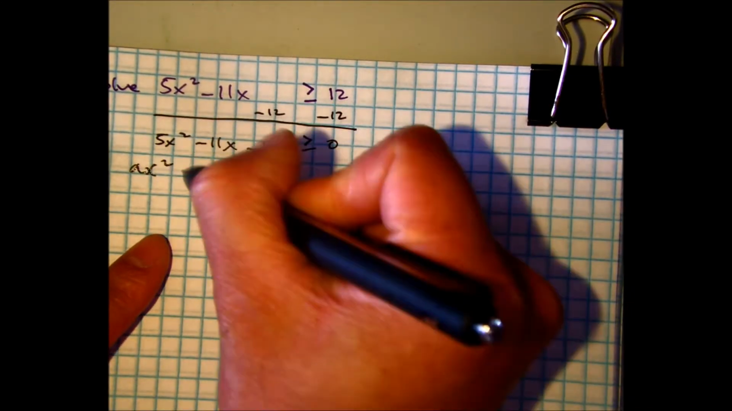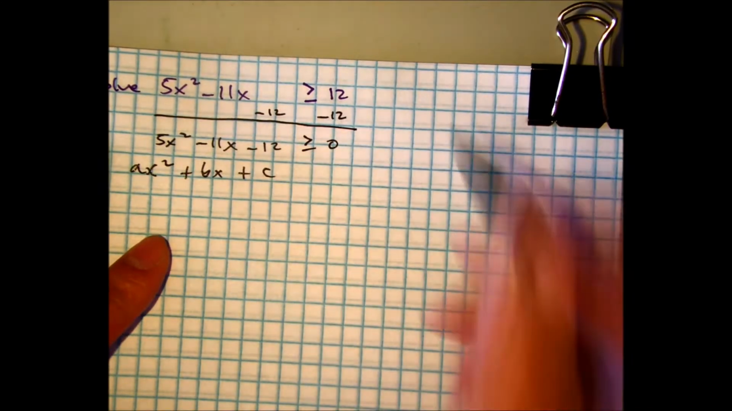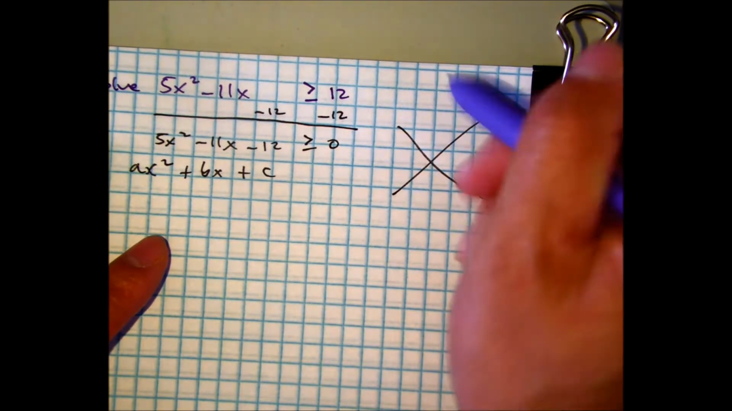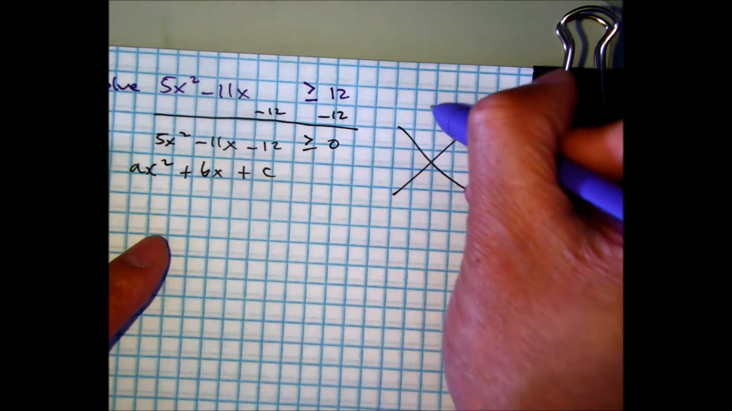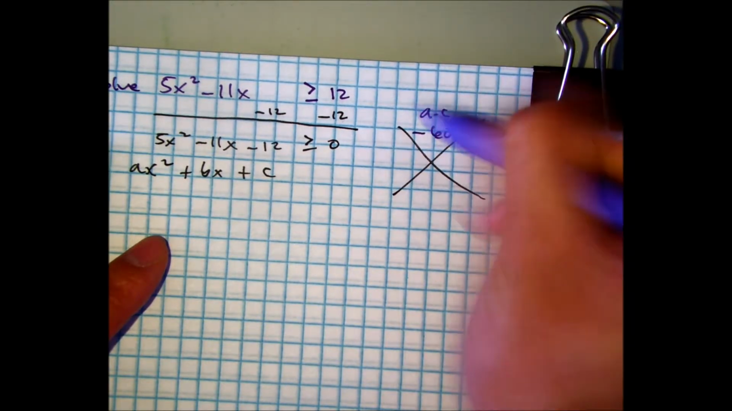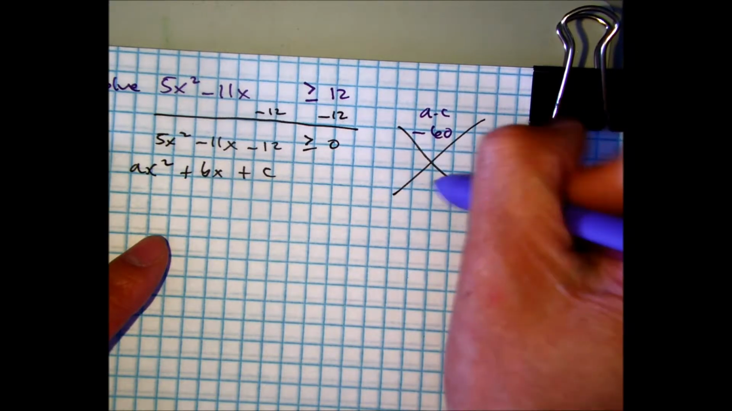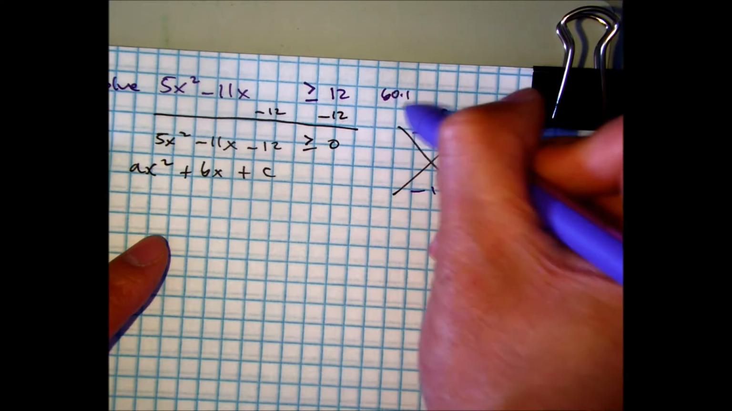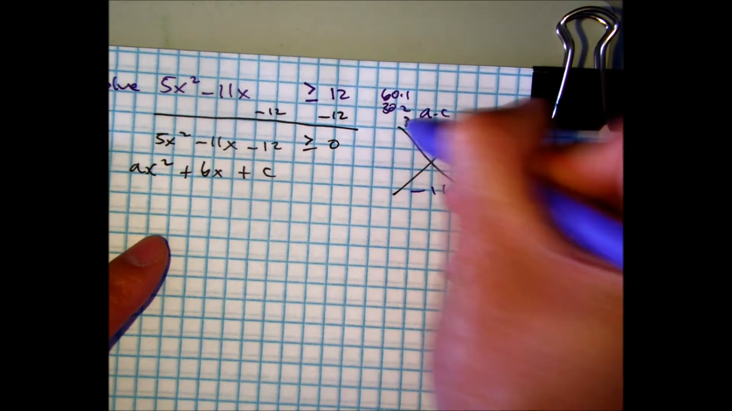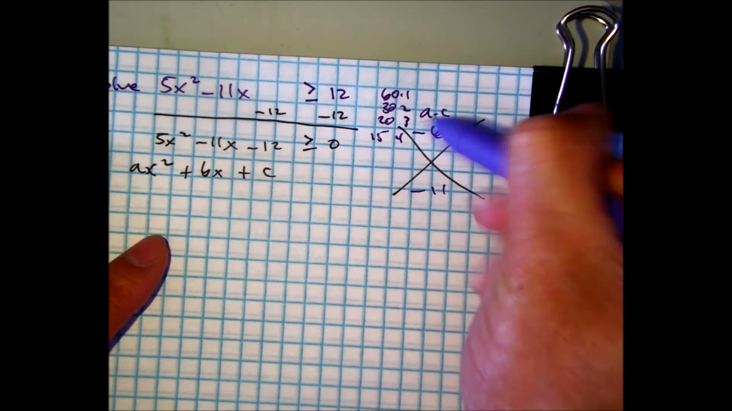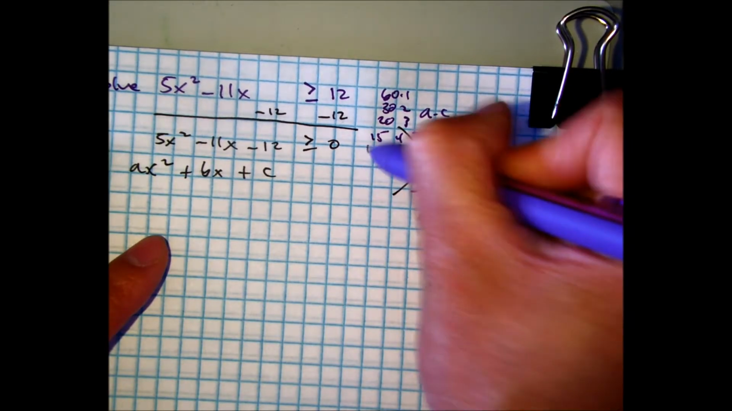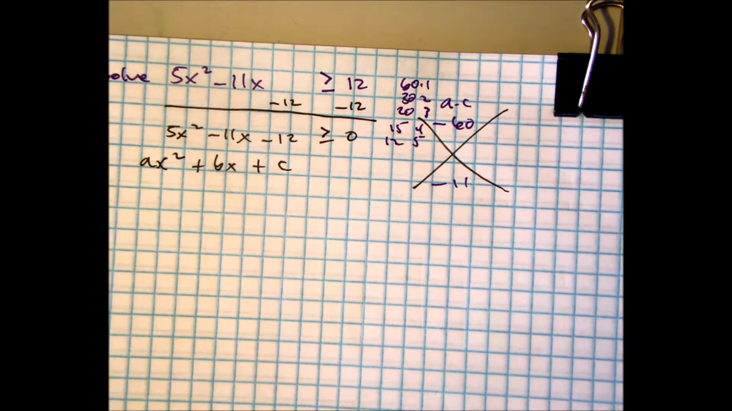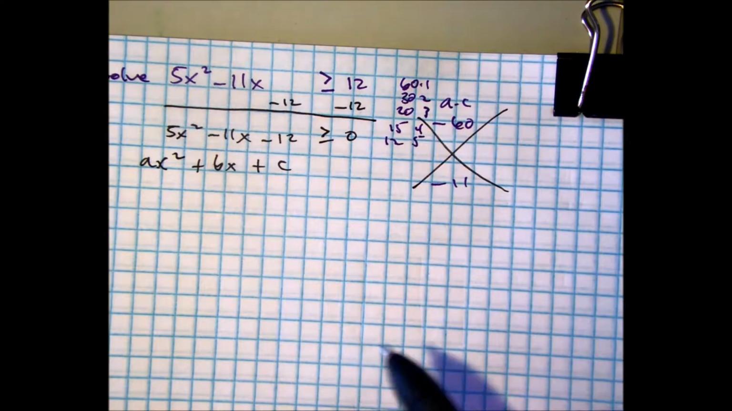I'm just going to write my standard form so I can get my A, B, and C. Class, A times C. I'm going to write out my B value. I'm going to write out all the factors. Really good strategy, especially when these become a lot more difficult. 5 times 12. Okay, which of those combinations of messy numbers over there, when you add or subtract, will equal 11?